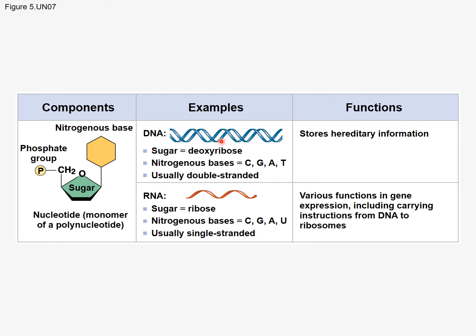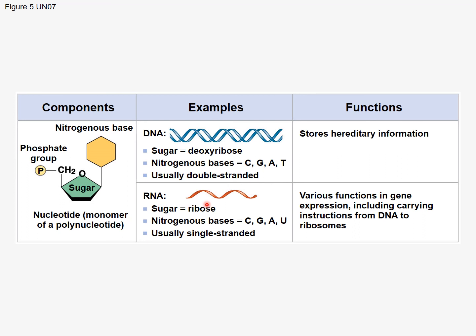Remember, there are different types of RNA, and the differences between DNA and RNA are the following. DNA is double-stranded, and the strands are anti-parallel. The sugar is deoxyribose. Remember, it's missing the oxygen at carbon number 2. The nitrogenous bases within DNA are C, G, A, and T, or cytosine, guanine, adenine, and thymine. And again, it's usually double-stranded.